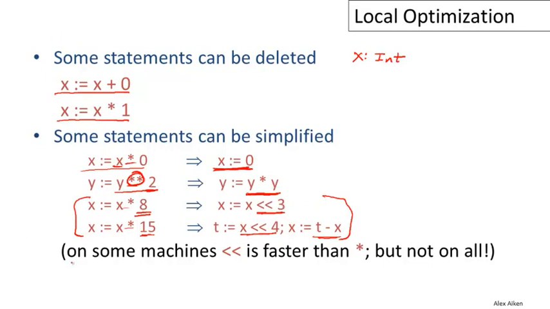So all of these instructions together are examples of algebraic simplifications. That just means exploiting properties of the mathematical operators to replace more complex instructions or more complex operations by simpler ones.